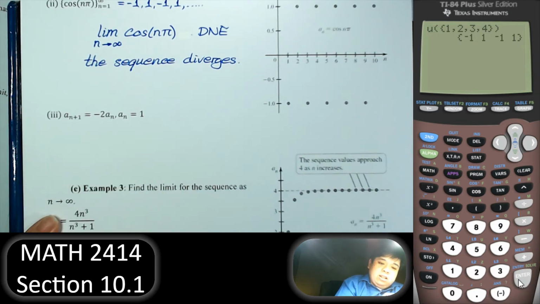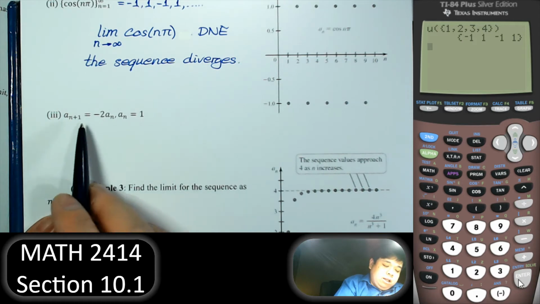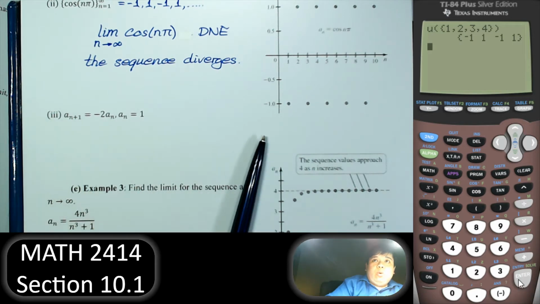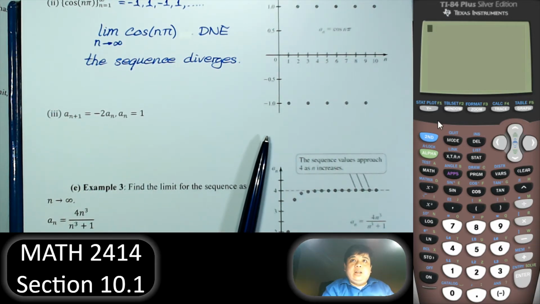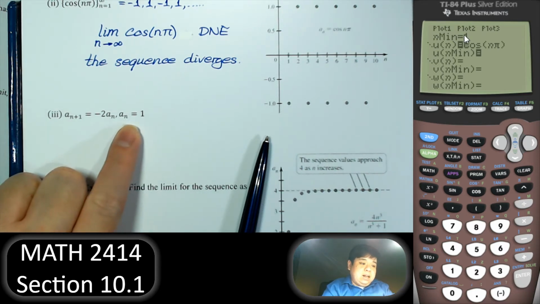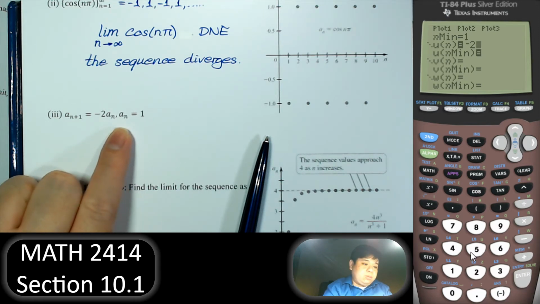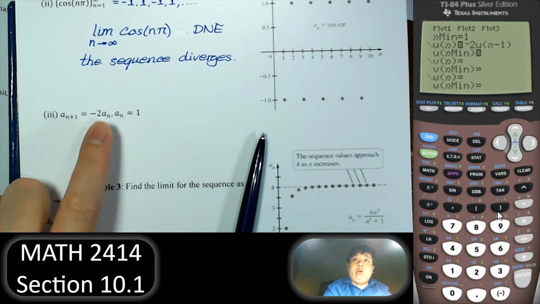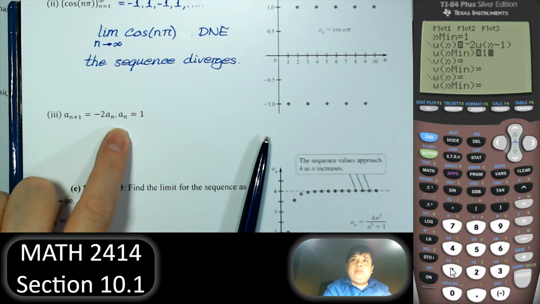Next, we have this sequence: a sub n plus 1 equals negative 2 times a sub n, with n equal to 1. So that is the recurrence relation. We start with the first n, let's say n equal to 1, and we start with 1. And then we have negative 2 times a sub n. That means a sub n minus 1, so that is equivalent to this here. And initially we start with 1, right?